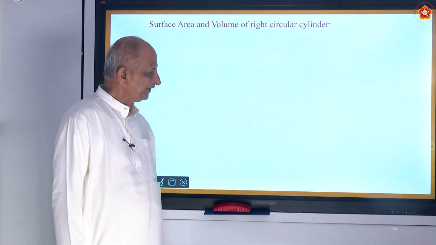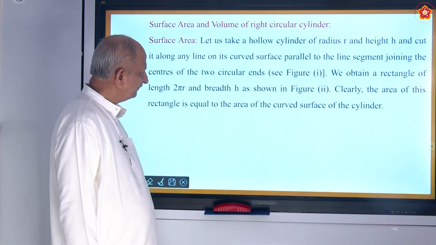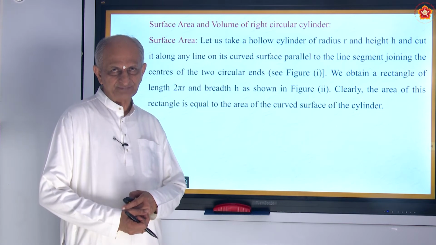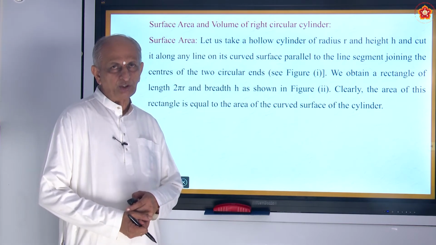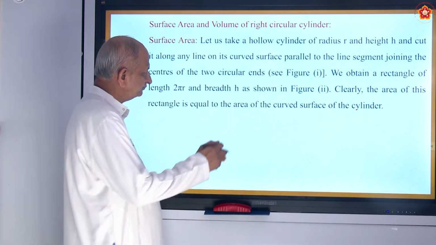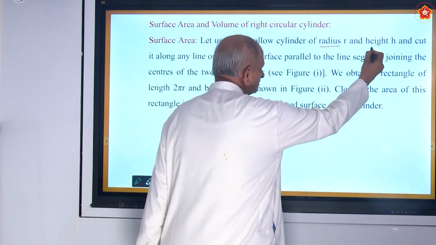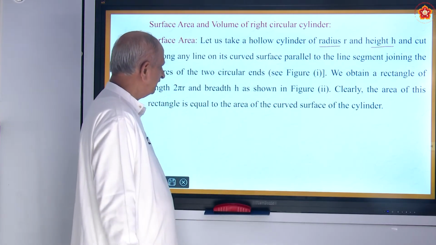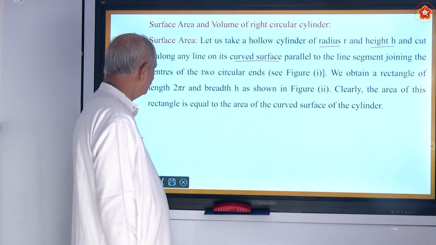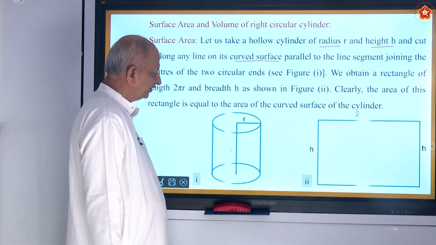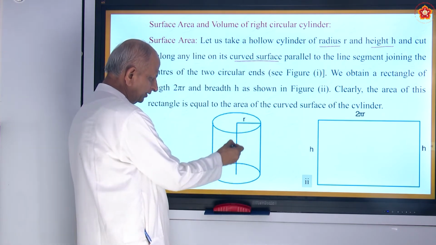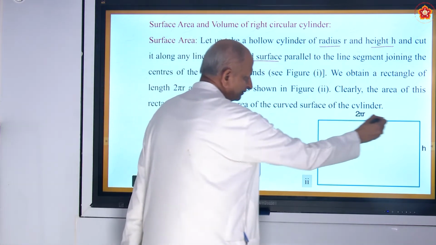So how to find out surface area? When you say surface area, there are two things. One is called lateral surface area, another is total surface area. So let us take a hollow cylinder of radius r and height h and cut along its curved surface, parallel to the line segment joining the centers of the two circular ends. So here this is a cylinder. Suppose you cut along this one, we get a rectangle here.